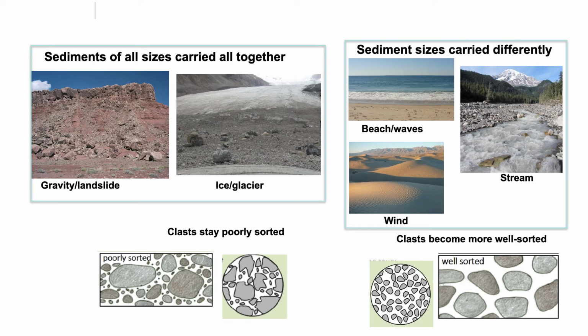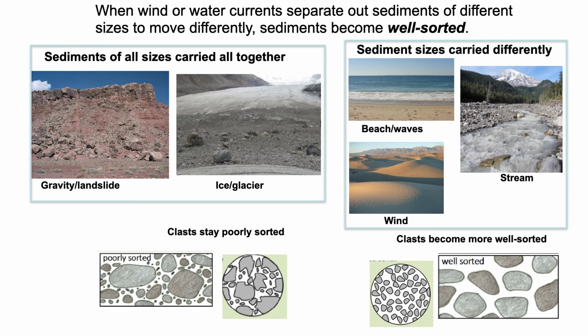The other characteristic of clastic sediments that gives clues about how the clasts were transported is the sediment sorting. When wind or water currents separate out sediments of different sizes to move differently, sediments become better sorted and can become well sorted with pretty much just one size of particles represented. This happens in wave-transported sediment at the beach, in streams, and in the wind. Back to landslides and glaciers. In landslides, all the particles move together in a big avalanche down the hill so they don't get separated out by size. In glaciers, all the sediment's cushioned by the ice, so they don't get a chance to become separated out by size in that situation either. So if gravity or ice is doing the transporting, the clasts stay poorly sorted.